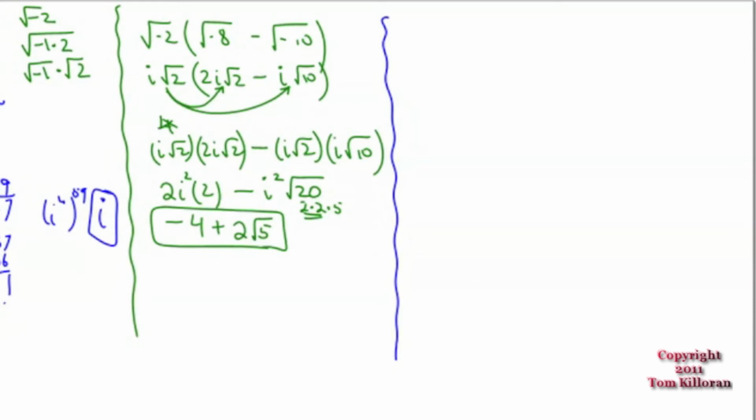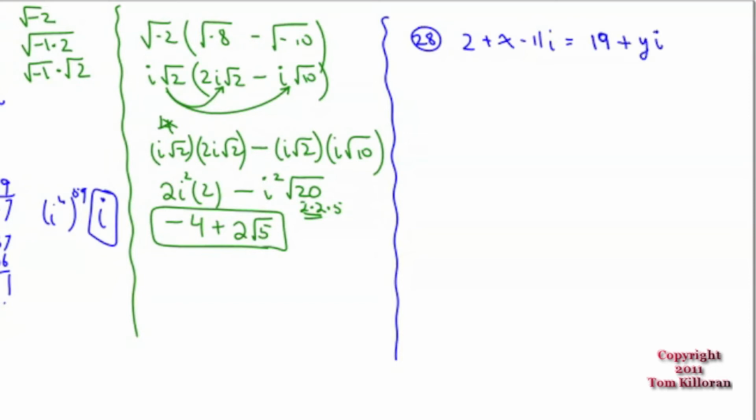How about? Oh, these are silly questions. Let me just do one just to get it out of the way. 2 plus x minus 11i is equal to 19 plus yi.